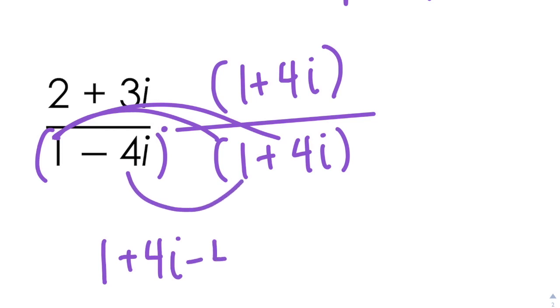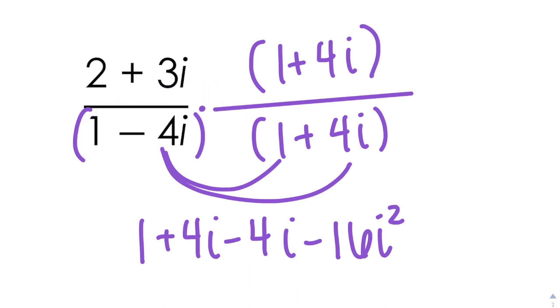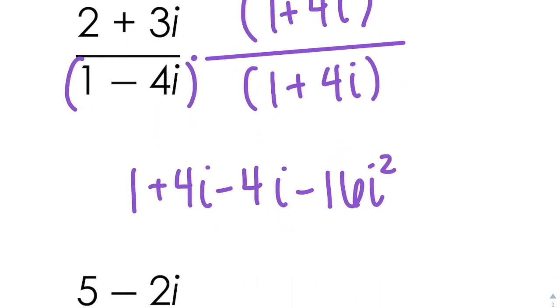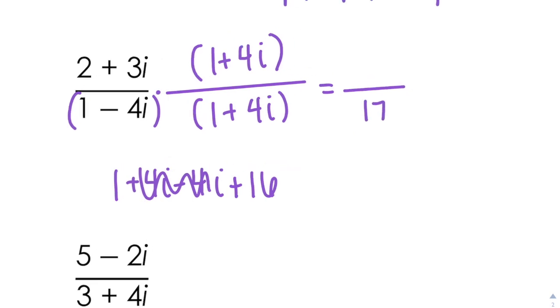-4i times 1 is -4i. And -4i times +4i becomes -4 times 4, which is 16i squared. And remember, i squared just changes that sign, so instead of minus 16, it's now going to be a plus 16. That cancels. And I have 1 plus 16. What's 1 plus 16? 17. Hopefully you said that. Or at least you thought it.